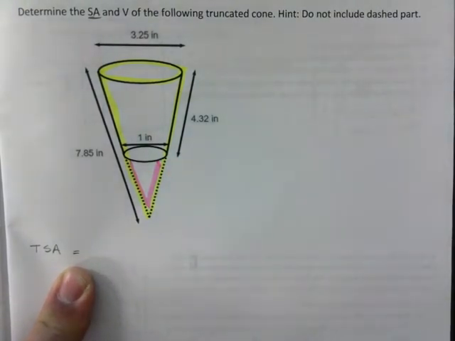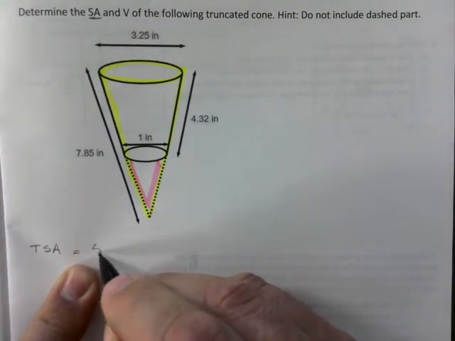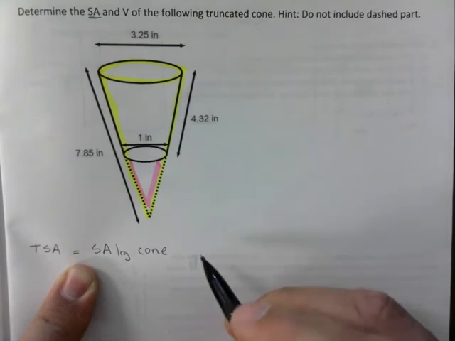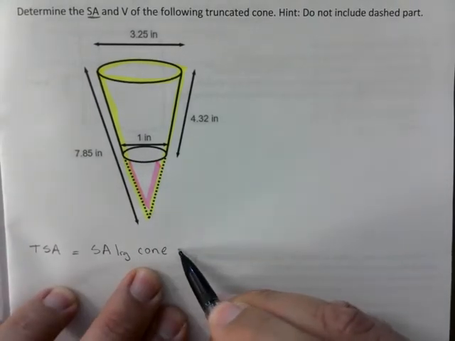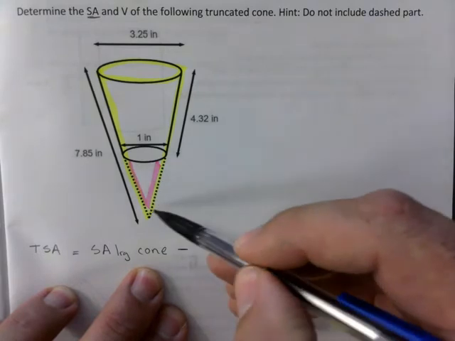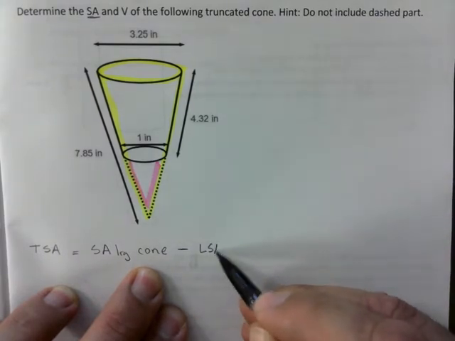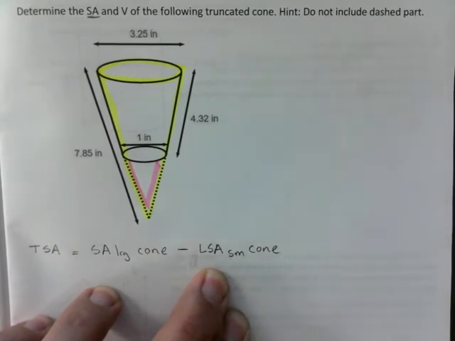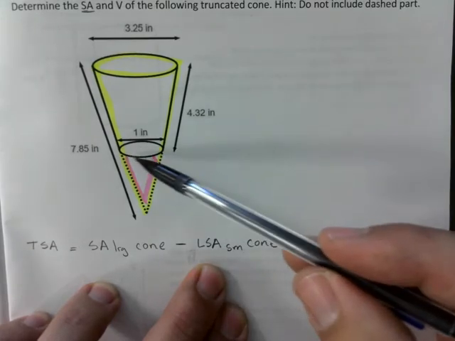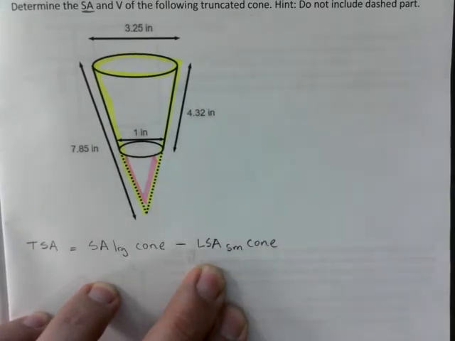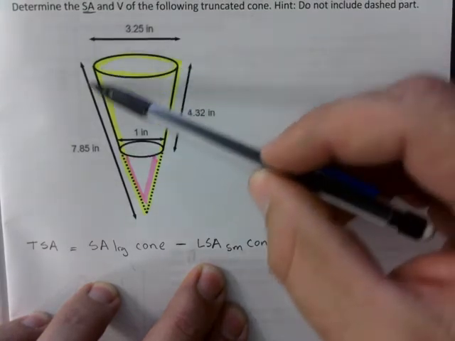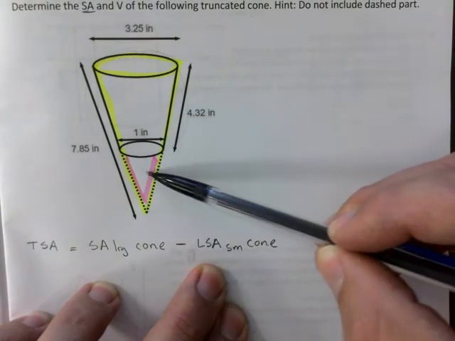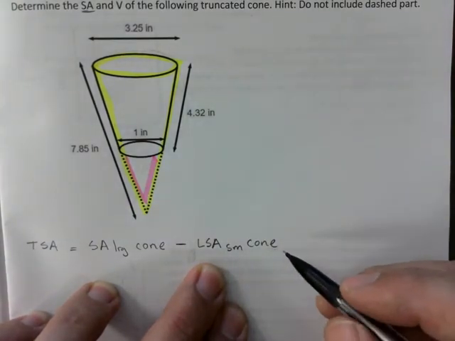A small cone there. So what I'm going to do here is go surface area of the large cone minus, I'm going to call this lateral surface area of the small cone. Why not the whole thing, Mr. Dirksen? Because I want this to be left behind with that shape, because this is really what I'm trying to find. So I'm going to take the whole cone, the large one, and subtract just the LSA of the small cone.